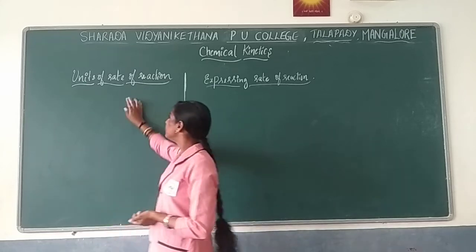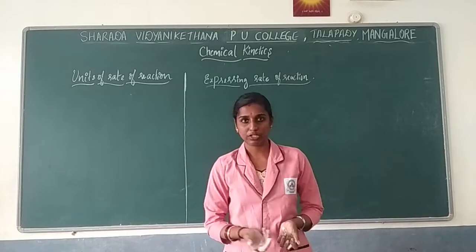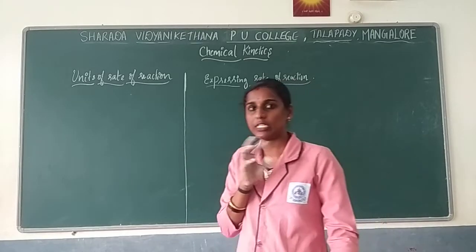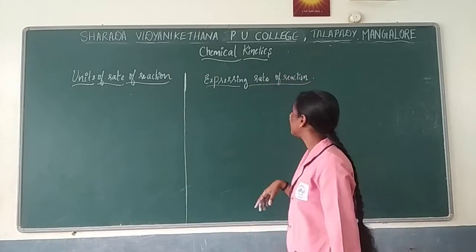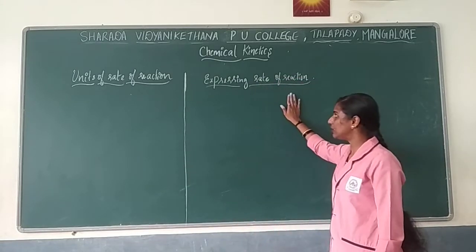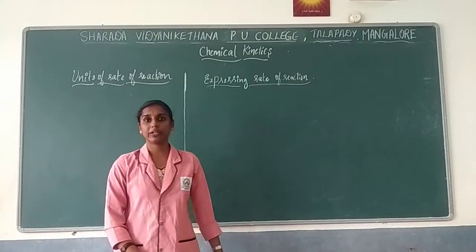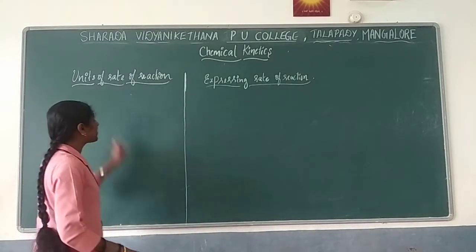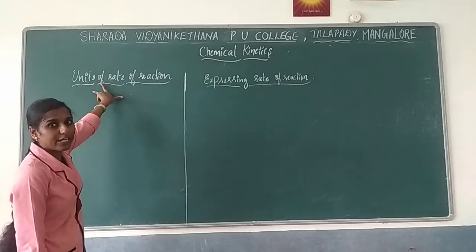We can say units of rate of reaction. So now we understood how to write rate of reaction, whenever a reaction is given. Some expressions for reactions we'll see over here. But before that, we have to know regarding units. So how to express the units for the rate of reaction when you are writing it.